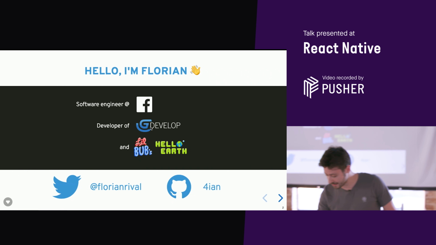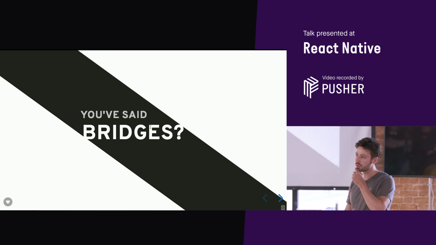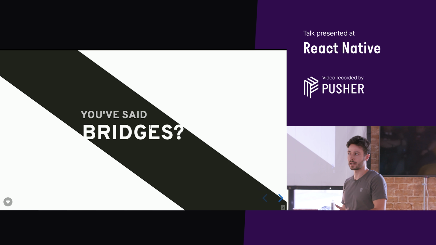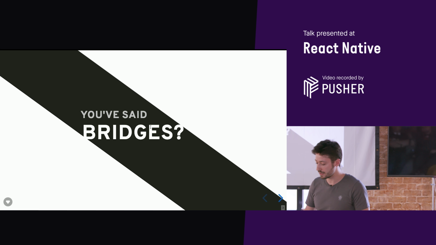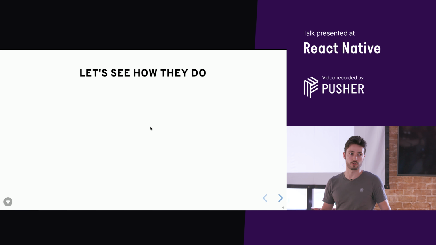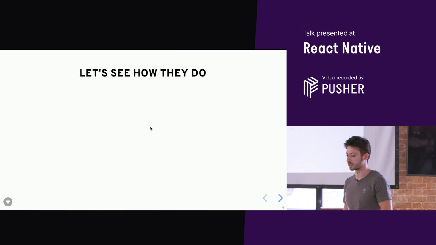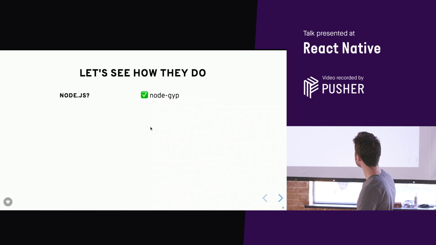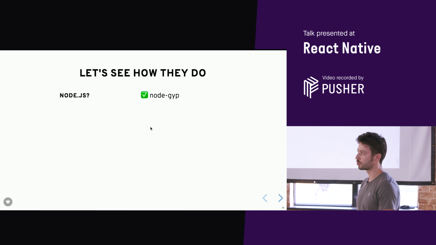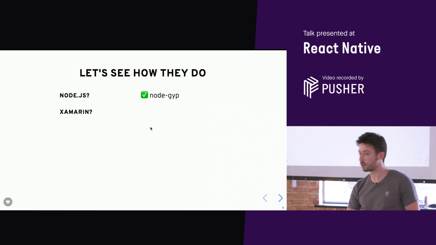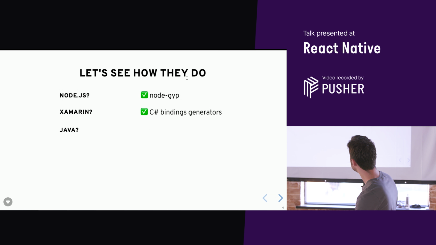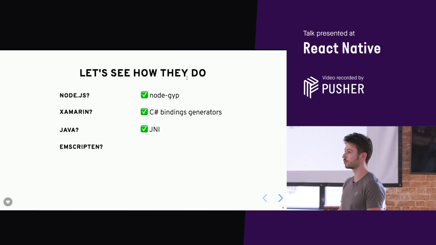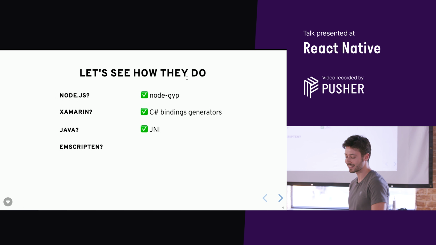But let's go back to React. I spoke in the title of the talk about bridges to React Native. And the thing is that bridges do not exist only in React Native. In fact, any other framework which is dealing with more than one language has some kind of bridge or similar thing. For example, let's take a look at Node.js, which has node-gyp to create native modules with C++. You can also take a look at Xamarin. They have the C# binding generators, and Java has the Java Native Interface. Emscripten is a project to compile your C++ into JavaScript. That's something that you should definitely look at.